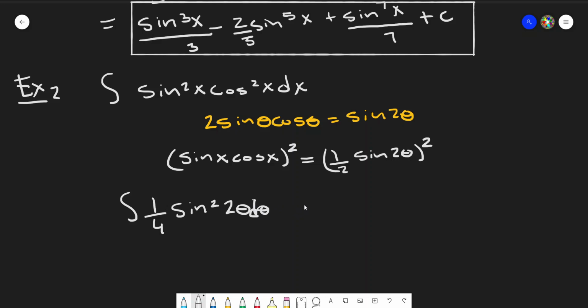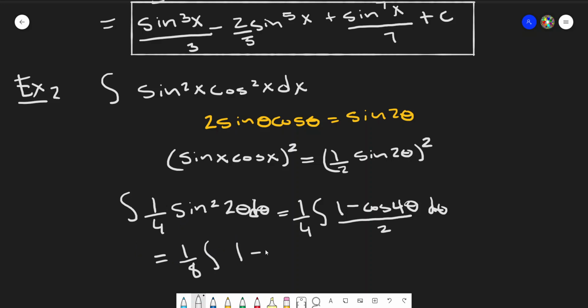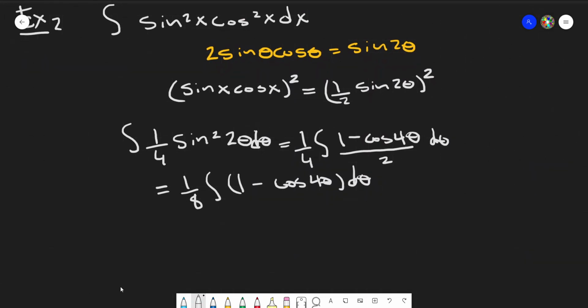Luckily, we have a reduction formula that says you can write 1/4 times the integral of 1 minus cosine of 4 theta over 2 d theta. What that means is that you can rewrite it as 1/8 integral of 1 minus cosine of 4 theta d theta. From there, all we need to do is integrate each term by term.